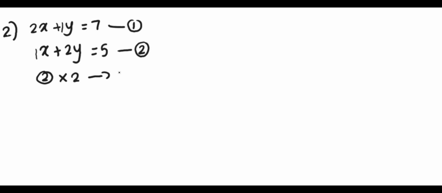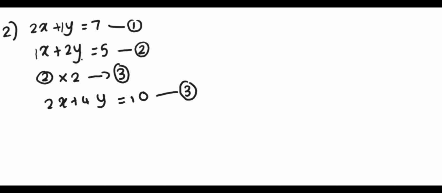In cases like this, we need to get another equation to get equal coefficients. So this is the third equation: 2x plus 4y equals 10. This is our third equation. So if you now check the first equation and third equation, the x coefficients are equal. So now we can eliminate x.